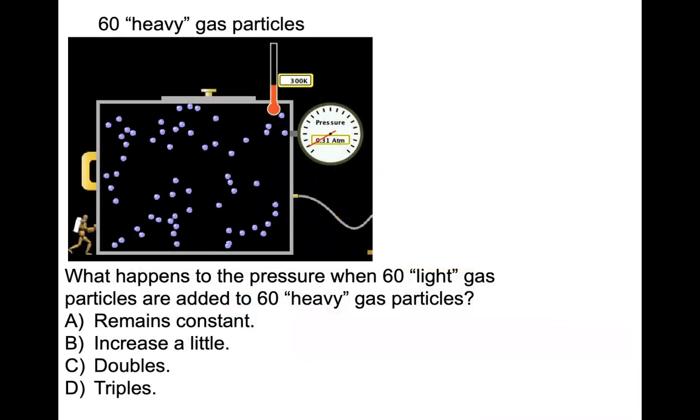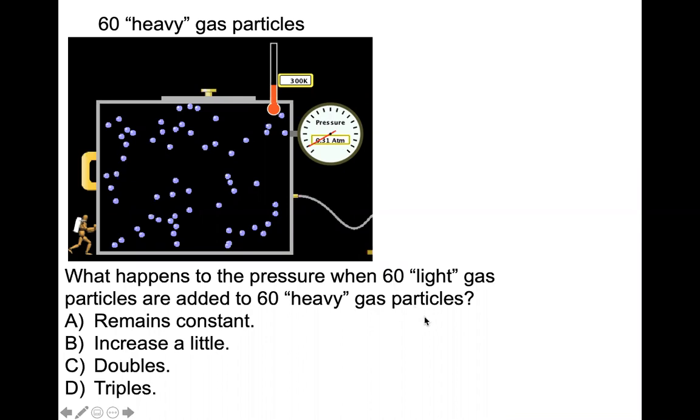Wrapping up here with a new idea for us. This was one that I posed in the video. What happened if we took 60 heavy gas particles, and we're going to add another 60, but now they were going to be lighter particles? If we double the number of particles, initially heavy ones and now adding light ones, what's going to happen to the pressure?